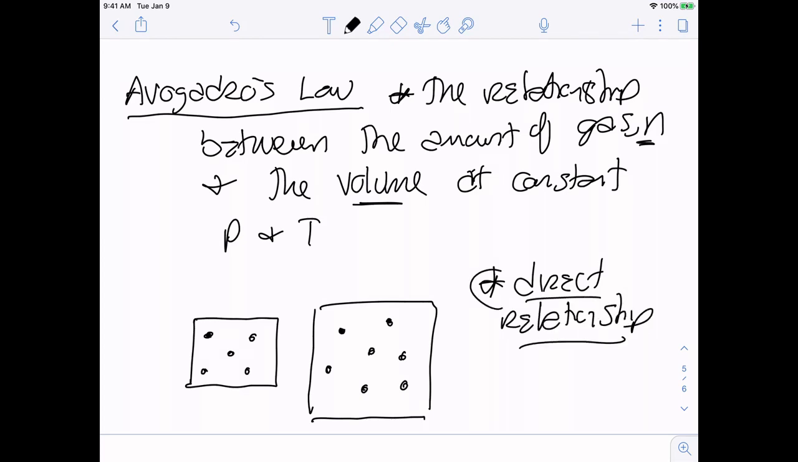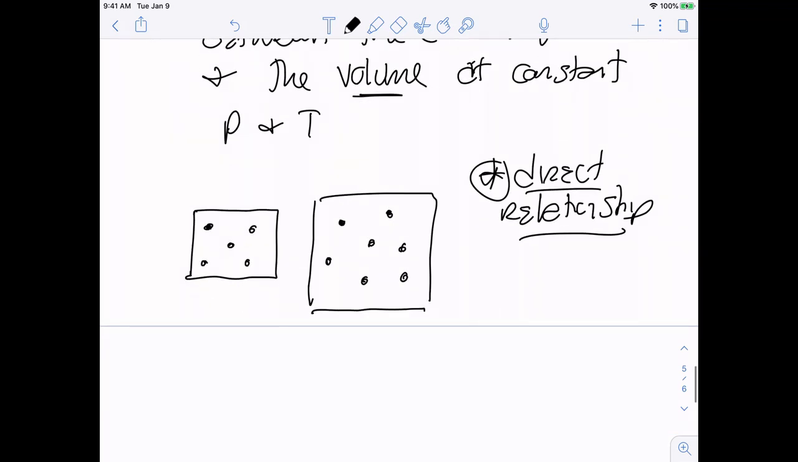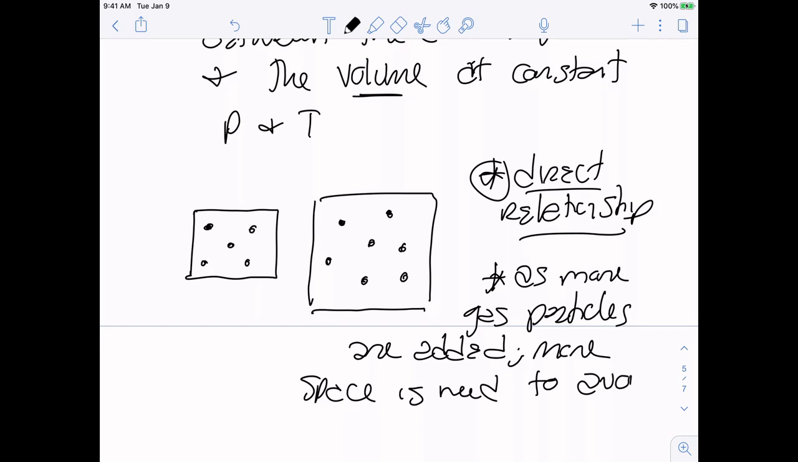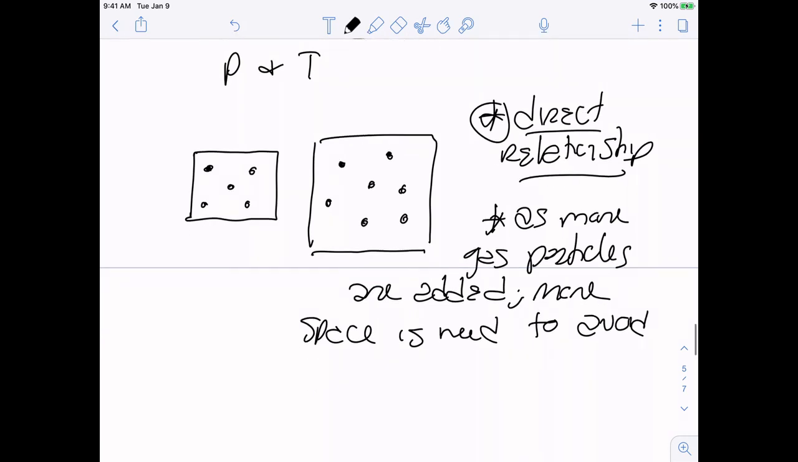So direct relationship. As more gas particles are added, more space is needed to avoid increasing collisions, right? We want pressure to remain constant.